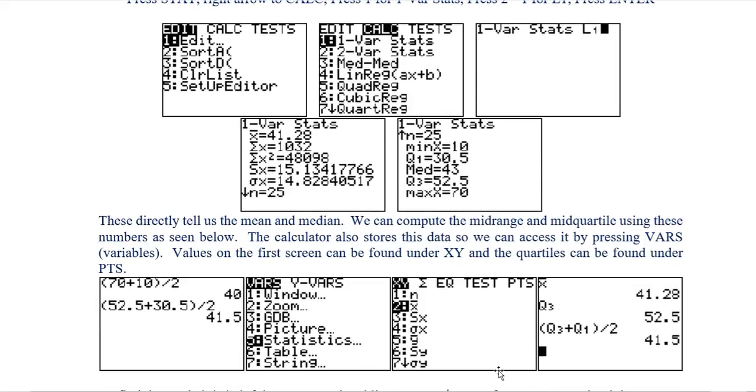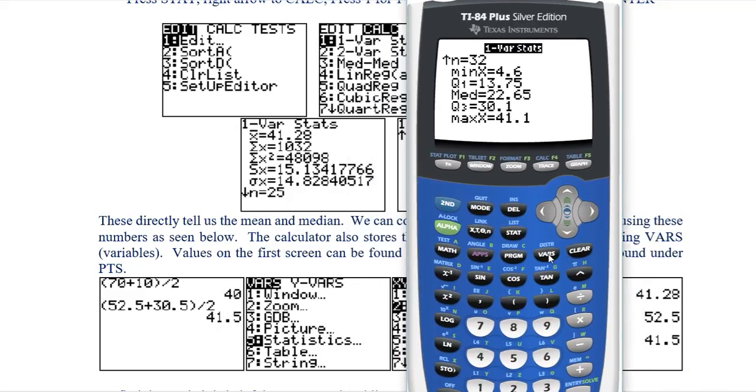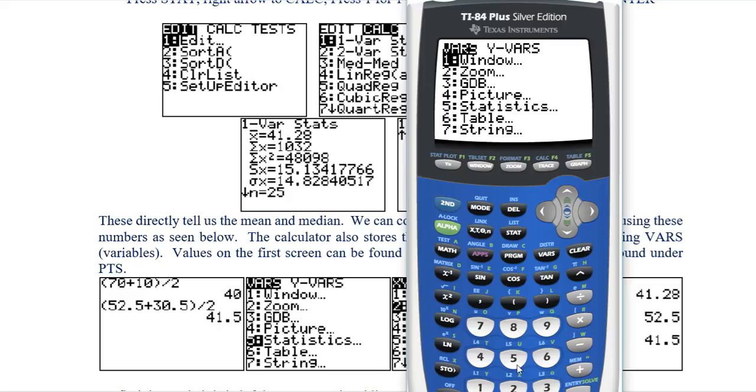Now, it doesn't directly tell us the mid-range and mid-quartile, but they're easy enough to do. You can just do Q3 plus Q1 and divide by 2 to get the mid-quartile. That was the 41.5. And do the maximum plus the minimum divided by 2 for the mid-range, which is 40. You can also get your variables from the screen like this by pushing the variables key, which is right here, this key. And if you do this right after you've done these calculations, these will be the right values.